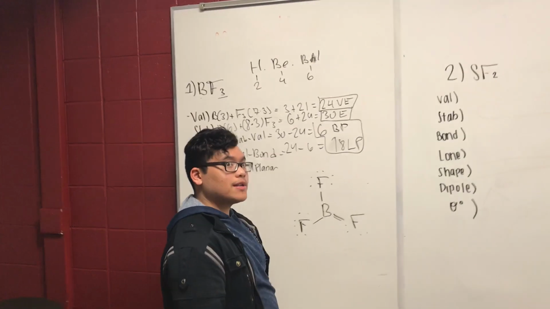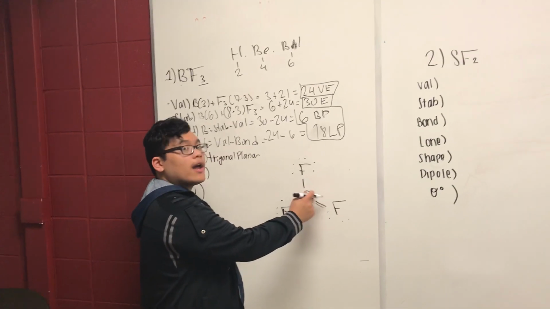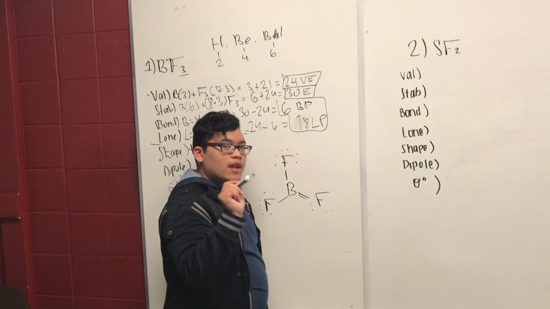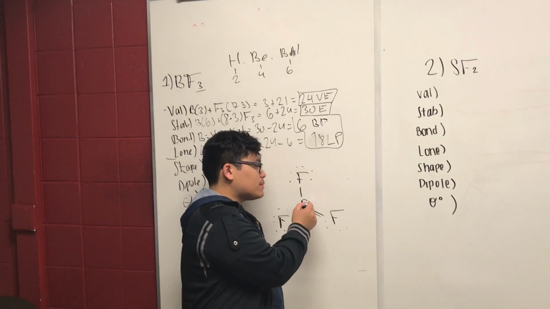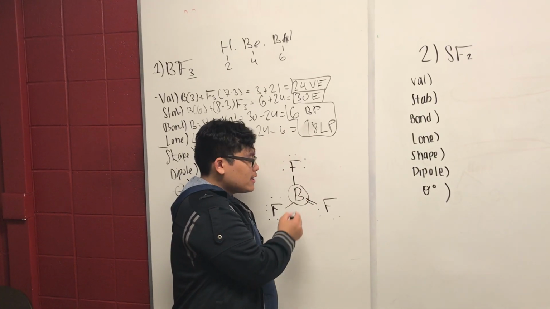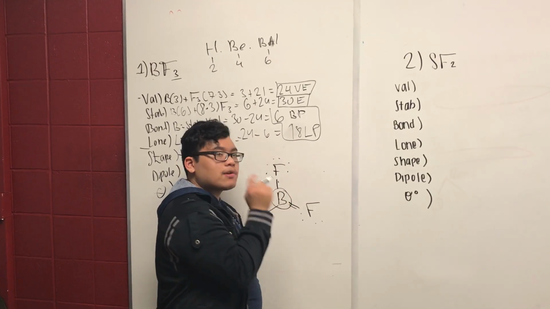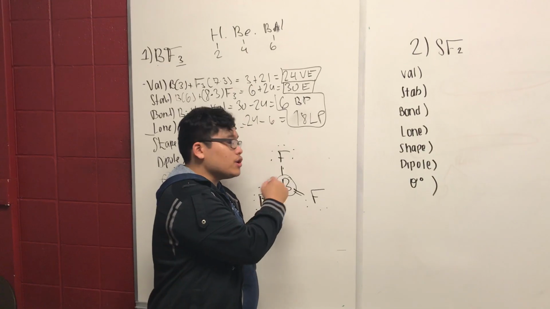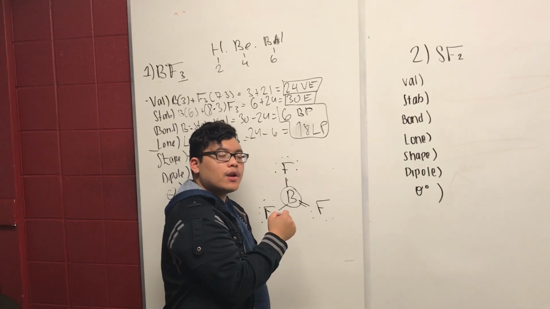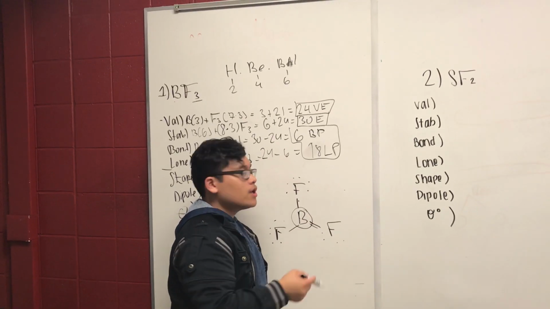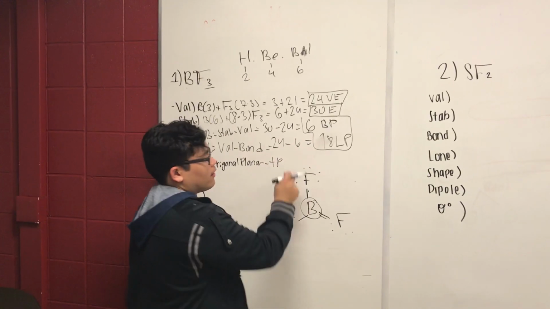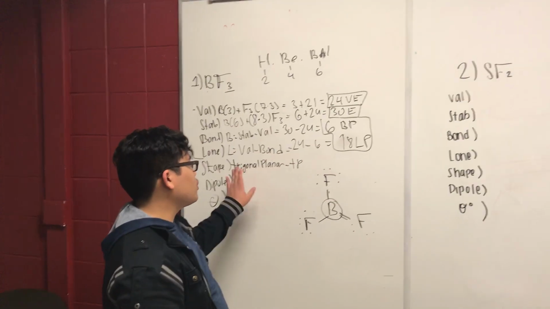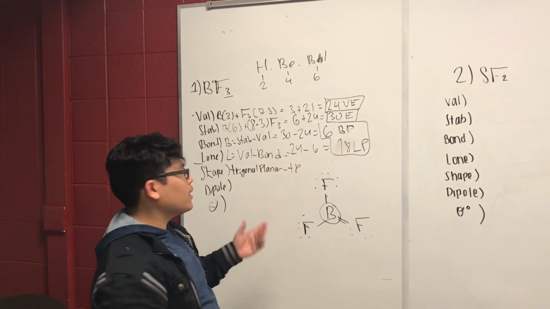And how many lone pairs does it have? None. When you're naming a model, you have to look at it with respect to the middle element. The middle element has 3 electron pairs to it, but no lone pairs. So it's just trigonal planar. So the shape is called trigonal planar, basically.